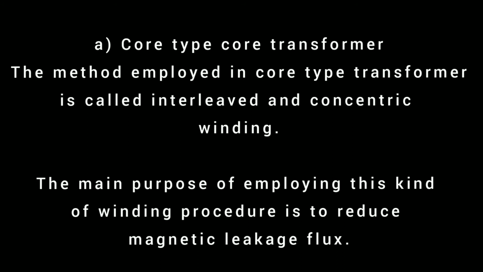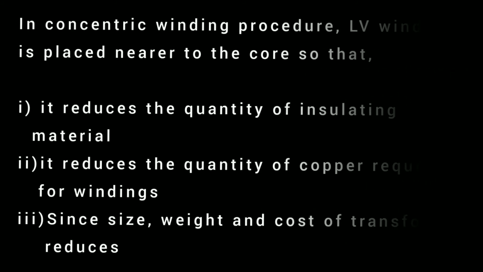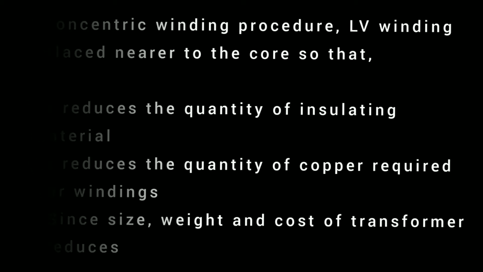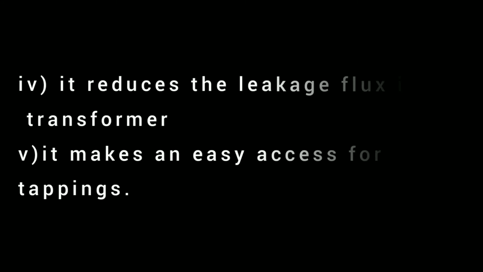The main purpose of employing this kind of winding procedure is to reduce magnetic leakage flux. In concentric winding procedure, the LV winding is placed nearer to the core so that it reduces the quantity of insulating material. Second, it reduces the quantity of copper required for windings. Since size, weight, and cost of transformer reduce, it reduces the leakage flux in the transformer. It makes an easy access for tappings. We all know that tappings are provided on the high voltage winding, so we can get smooth variation of voltage. Since the current in the HV winding is low, the sparking level is low during the tap changing process.